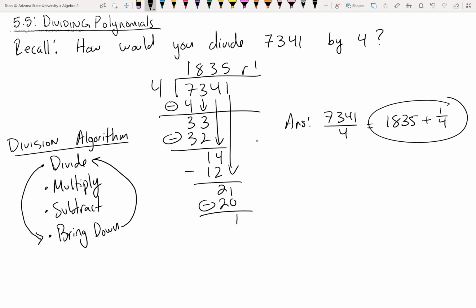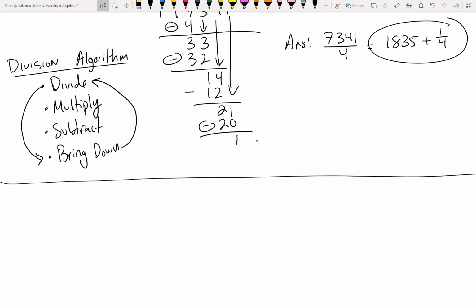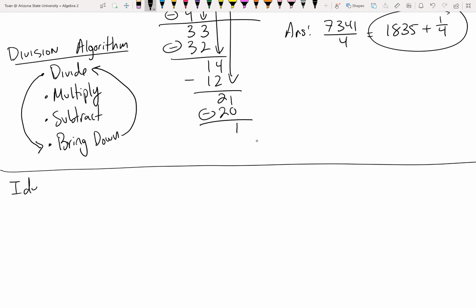Well, not surprisingly, or maybe it's surprisingly, we can do the same logic. We can do the same thought process with polynomials. It doesn't really change when I substitute the numbers with variables. So that's sort of like the idea here. You can use the same process with polynomials.